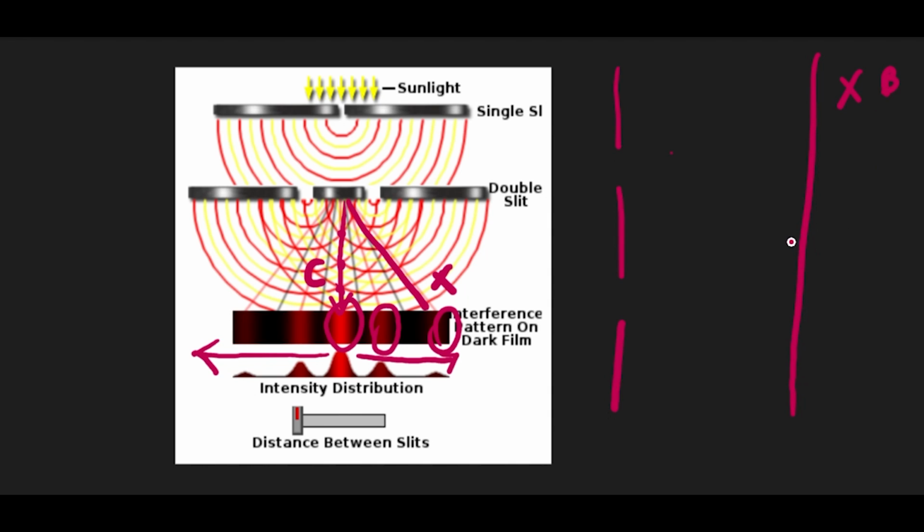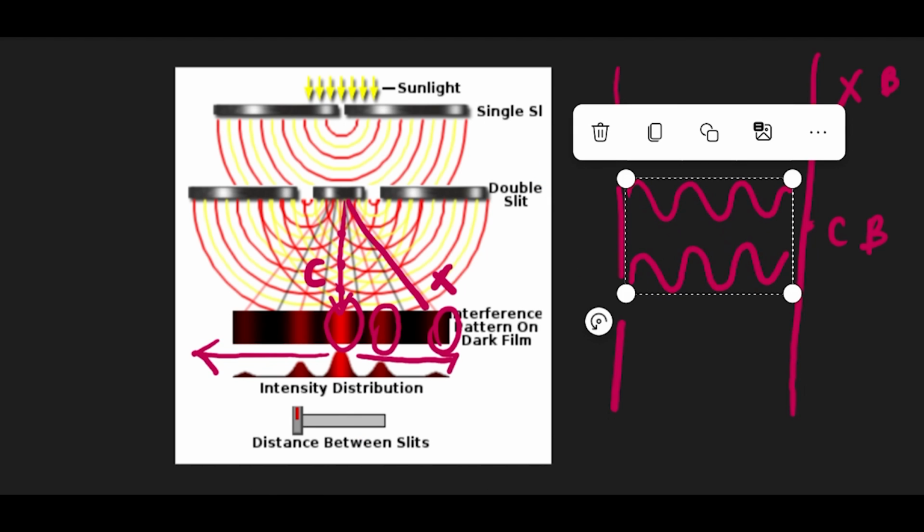Here you have a bright fringe. At the very center, you also have a bright fringe. Now at the very center, what's happening is the wave train coming from slit number 1 and the wave train coming from slit number 2 have zero path difference between them, as in they're exactly like one another.